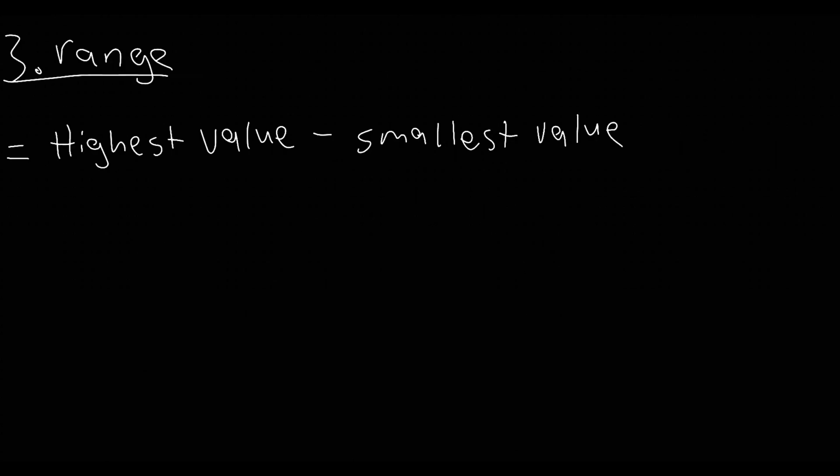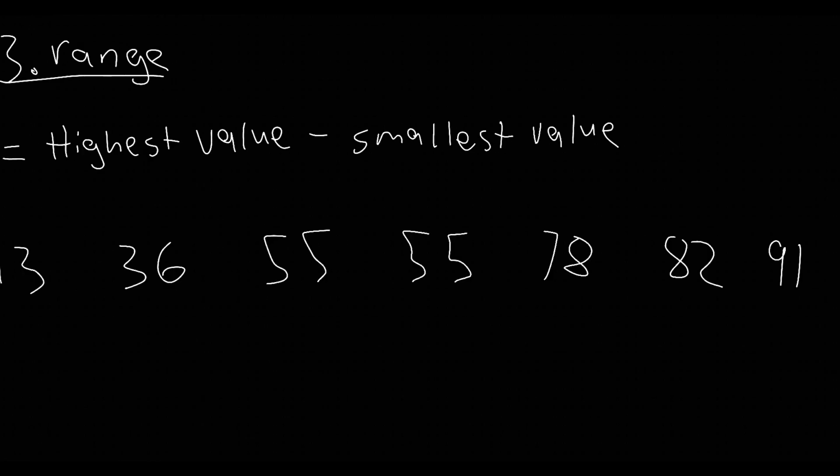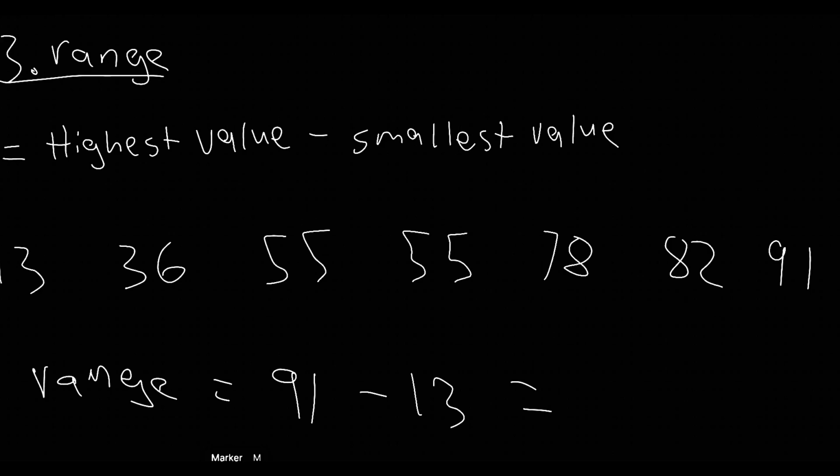My third type of average is called the range. The range is a measure of spread. It's not really known as a type of average, but it is still widely used. The range is simply the highest value minus the smallest value. Back to my previous set, I can see that 91 is my highest value and 13 is my smallest value. Since I arranged it in numerical order, I just need to take the last one and the first one and subtract them. So my range is equal to 91 minus 13. Therefore, my range is 78, and that is my final answer.